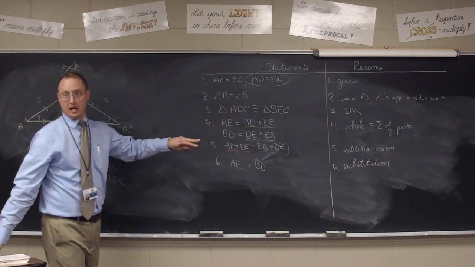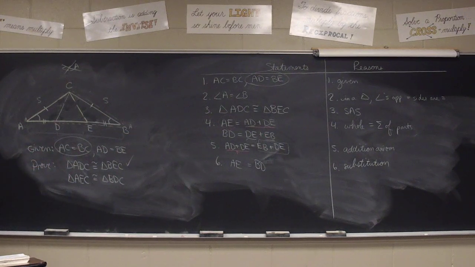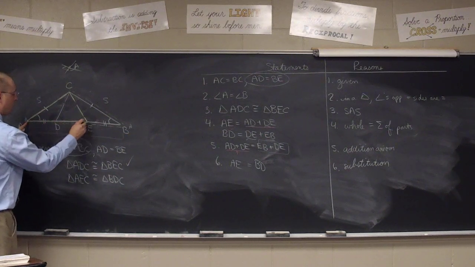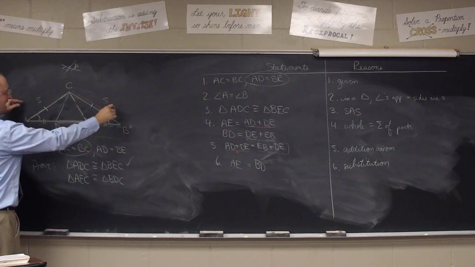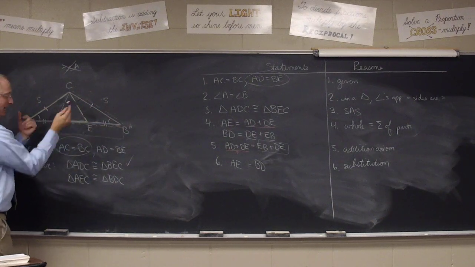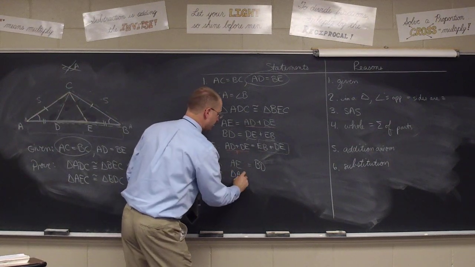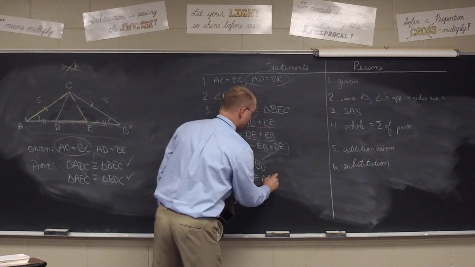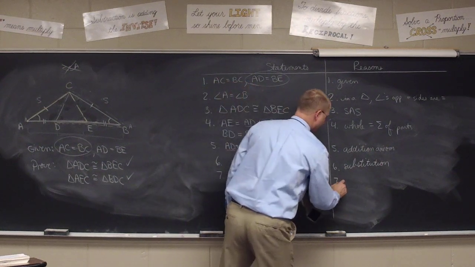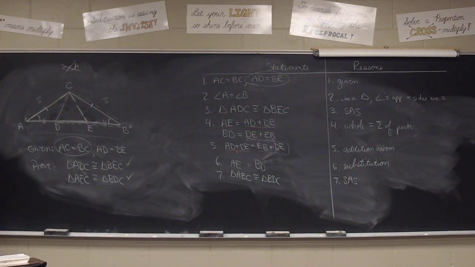Those three steps, again, we've seen them a number of times. Whole equal sum of parts, addition, substitution. And then class, since this whole line does equal this whole line, we have side, angle, side. Number 7, the triangles are congruent. Triangle AEC congruent to triangle BDC by, again, side, angle, side. Questions on that?